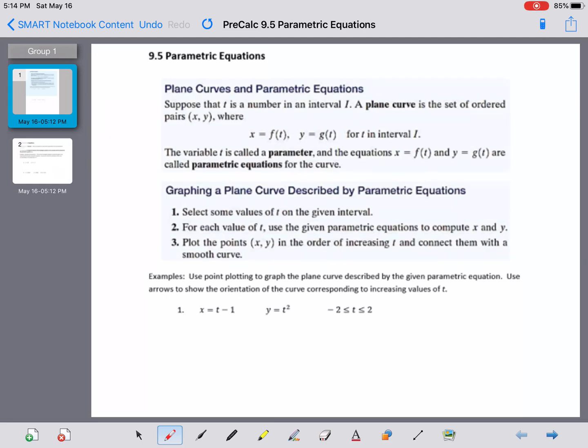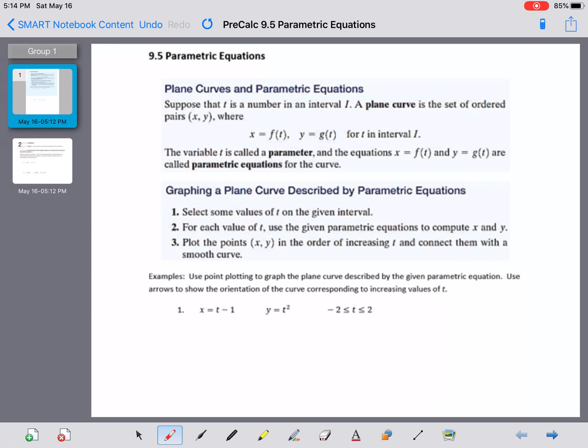9.5 parametric equations. A quick note, and maybe this will make you a little more excited. Unlike last week's 9.4 notes, for 9.5 we only have 2 pages today, and they're not nearly as complicated. So hopefully that's a bright note, and you'll keep following me here.